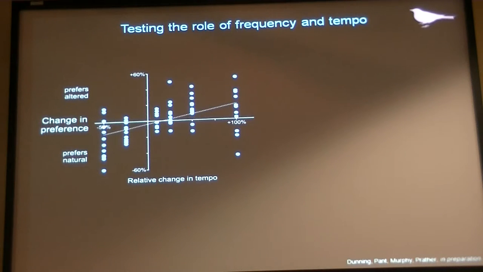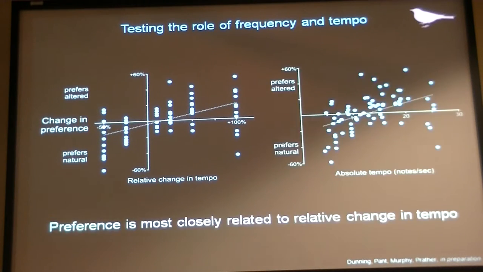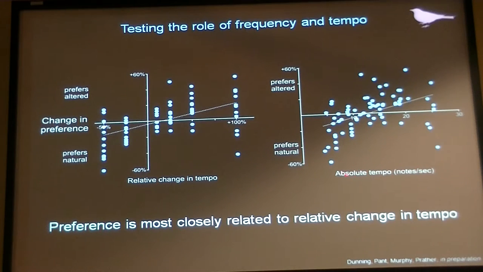And to address that, we took our original data that I just showed you, with its regression here, and we then looked at absolute tempo. So now instead of going from 0% to plus 100%, we're going from about 4 notes per second to about 24 notes per second. So the quick answer is no, it is not absolute tempo that makes this the most attractive thing she's ever heard. Instead, it is a relative change in tempo that is the best predictor of any of these features that we've looked at.